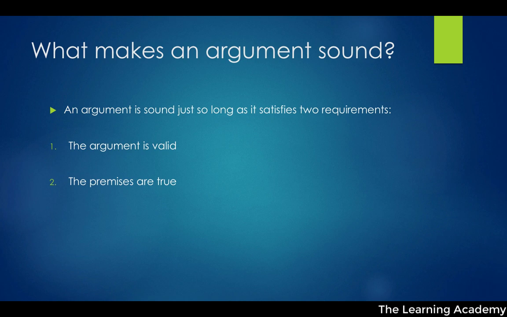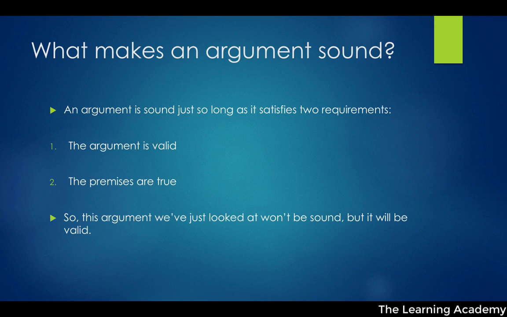Now, in the vast majority of philosophy and other kinds of academic argumentation, the first requirement is normally always satisfied. It's very difficult to find an argument that is not valid, because it's easy to make an argument valid. What's more difficult is to make an argument valid and make it so the premises are true. Someone will always disagree with you about whether or not the premises are true. So the argument we've just looked at won't be sound, but it will still be valid. So let's make it a sound argument.